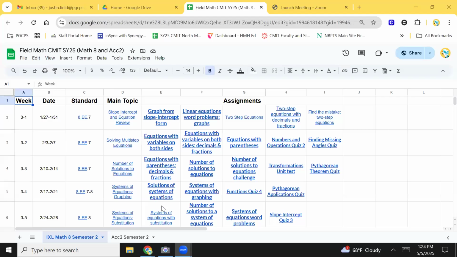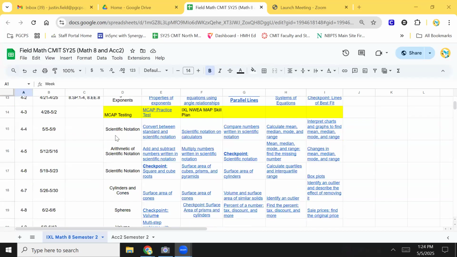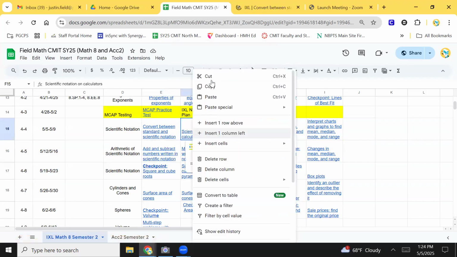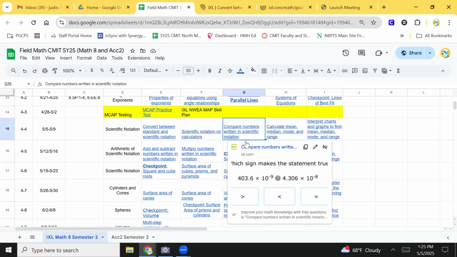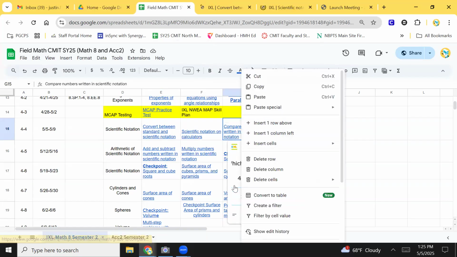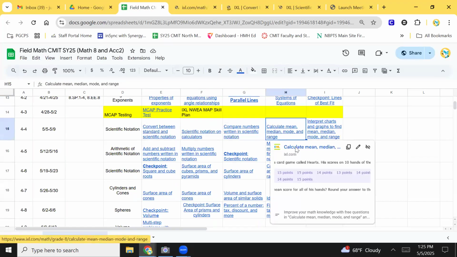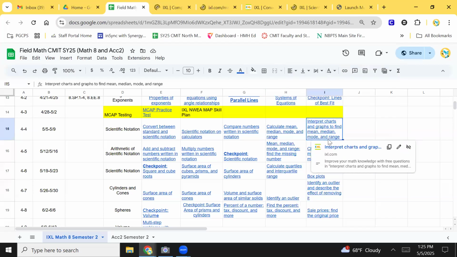Okay, let's go, guys. We are getting close here. We got 6 weeks left. We're talking about scientific notation. We did scientific notation in class, but we didn't talk about comparing, and we definitely didn't talk about this other review material like the mean, the median, and interpreting.